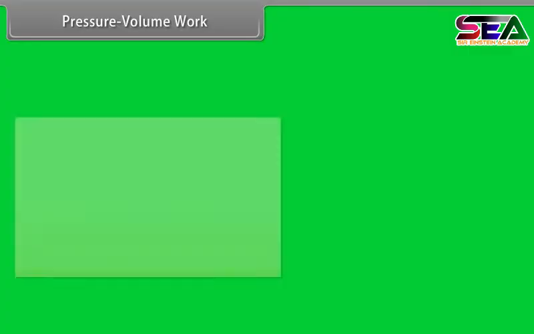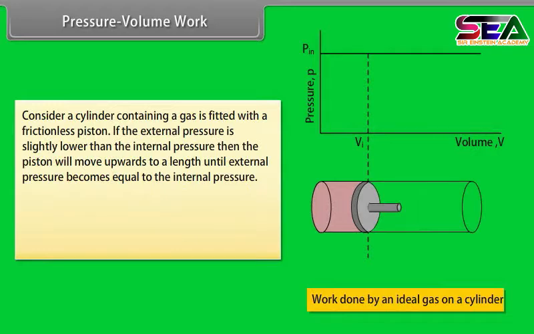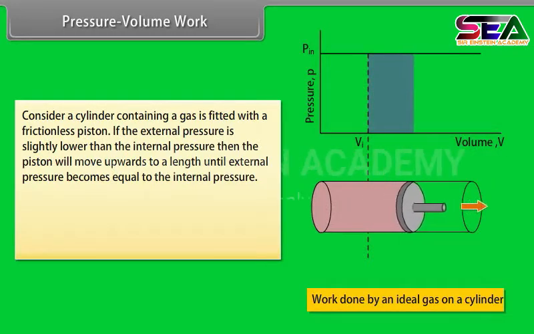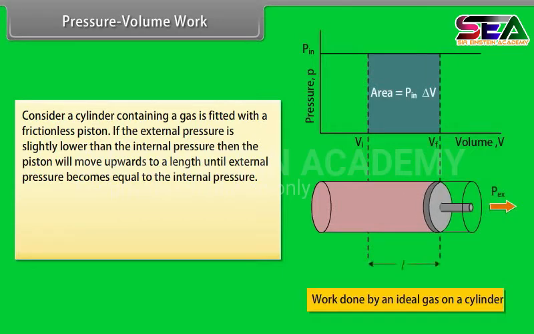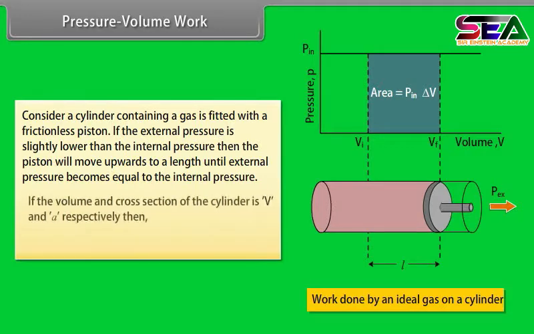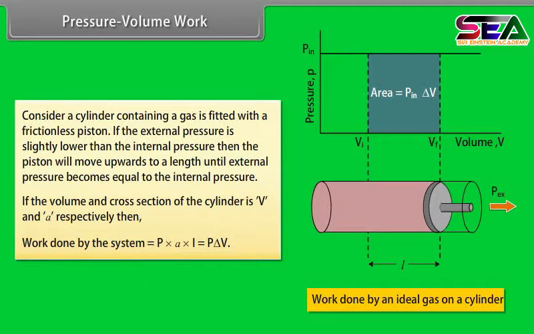Pressure-volume work. Consider a cylinder containing a gas fitted with a frictionless piston. If the external pressure is slightly lower than the internal pressure, then the piston will move upwards through a length L until the external pressure becomes equal to the internal pressure. If the volume and cross-section of the cylinder are V and A respectively, then the work done by the system is equal to P into A into L, which is equal to P into delta V.